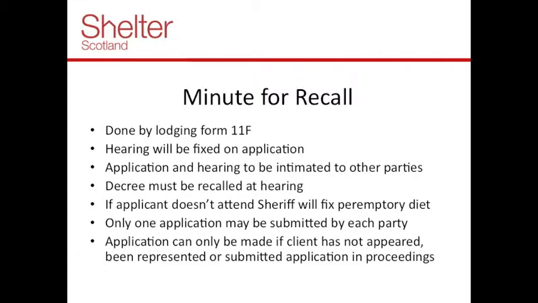The Act also introduces procedure for minute for recall, and this is another quite important change. At the moment, if a client has a decree granted against them in a repossession action, that can only be recalled by lodging a reponing note at court, which is an application to recall the decree. A reponing note can only be done either by a solicitor or by the client themselves, and the sheriff has discretion as to whether or not to recall the decree. When you apply to court at the moment, you have to explain to the sheriff why your client didn't defend the action when it was first raised, and you have to explain what your client's position will be if they're allowed to defend the action now.